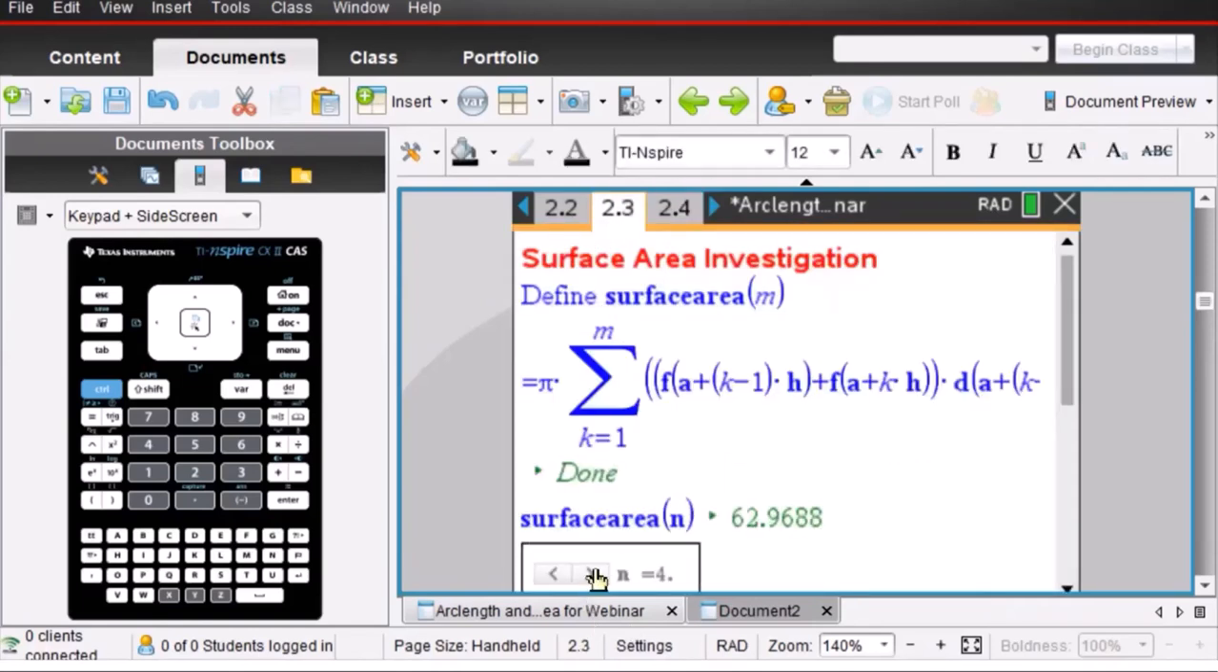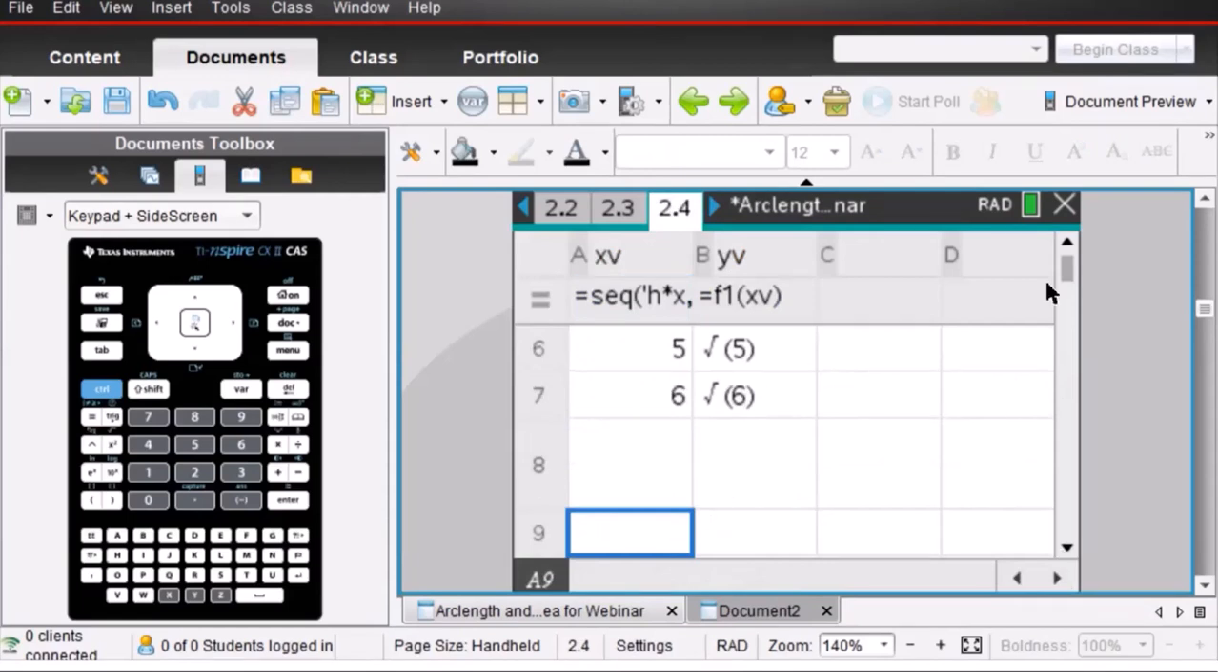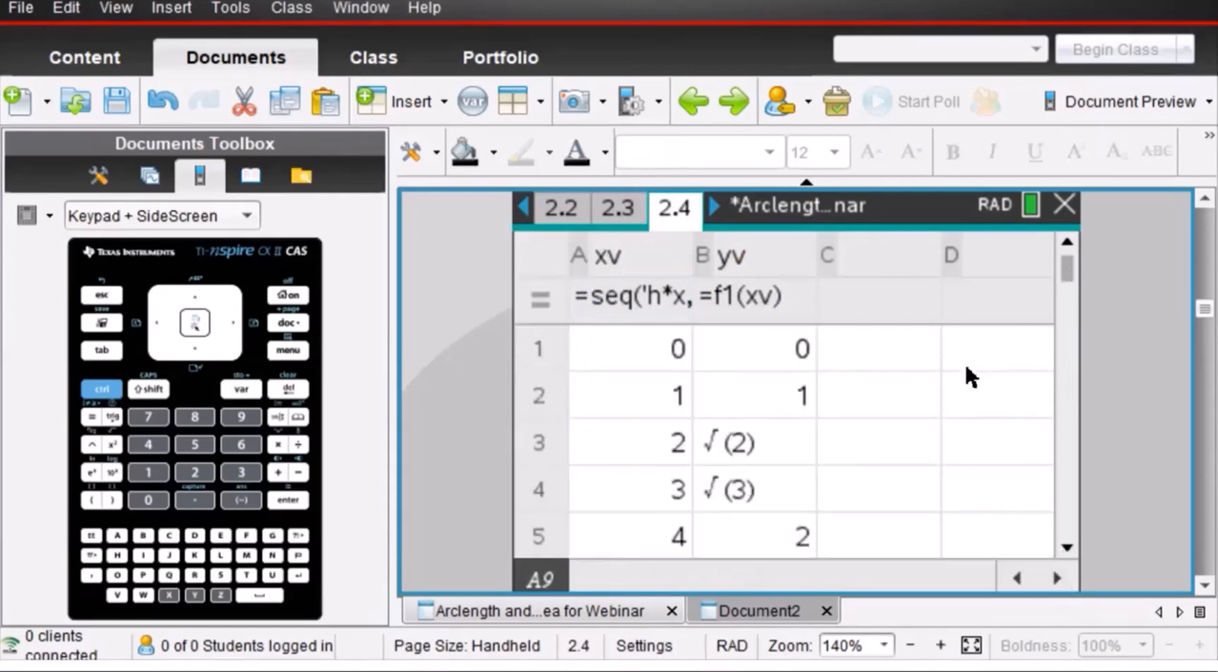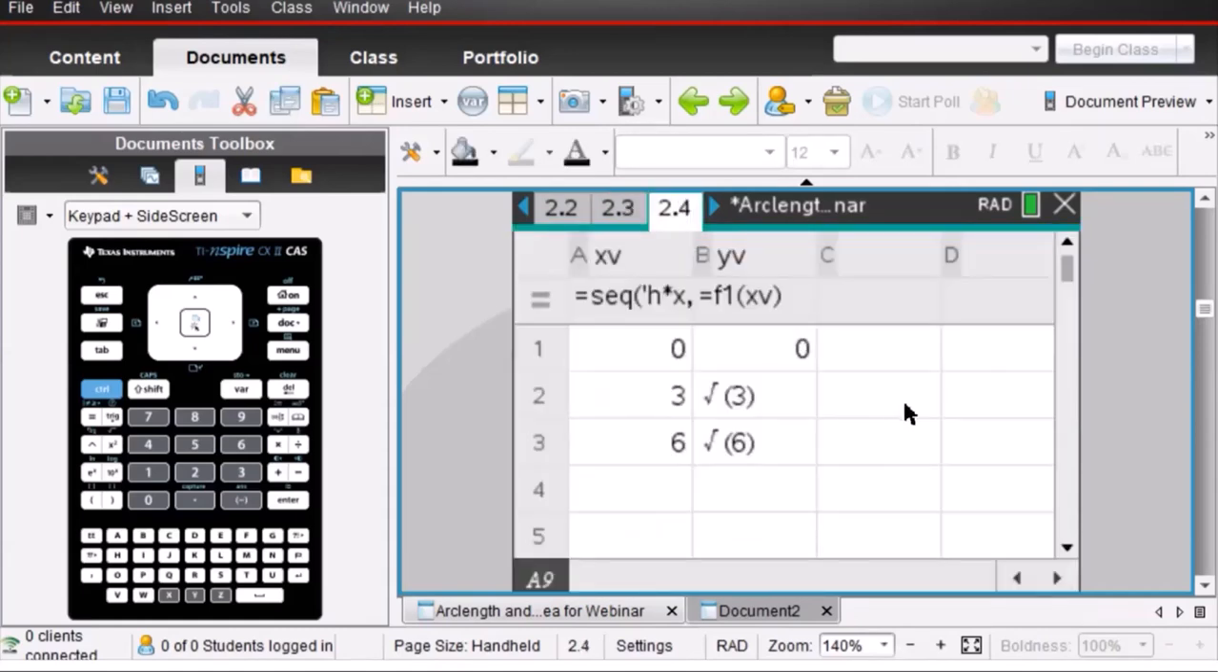So if I increase, say, n to 6 and then go back to this page, you'll see that I've got 6 values here, and the values are 0, 1, 2, 3, 4, 5, 6. Whereas if I go to, say, n equals 2, then we've only got 2 strips there. The f values are the function values at the x values. All right, so hopefully that's a nice little application there of showing how we can get better and better approximations to the arc length and the surface area of the investigation.